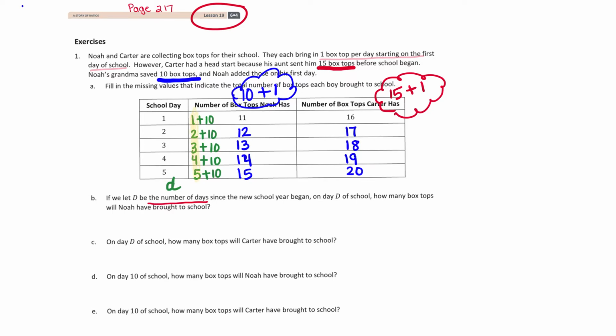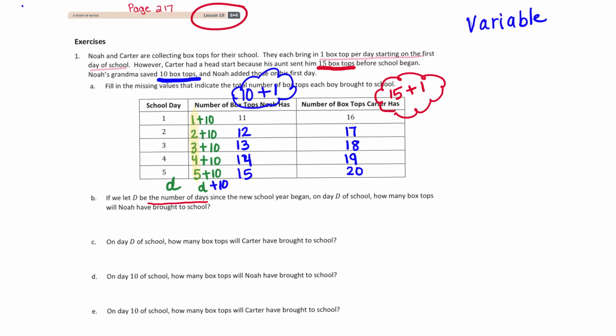If you think about the word variable, it means changing, that it's never the same. When you have a number, you know that the value of a number doesn't change, right? So the number 10 is the number 10. Variable means it changes. So in this case, that would be your variable. So how did we get the number of box tops for Noah? We can say that the number that changes is your D plus the 10 that never changes. So that would be the expression for Noah.